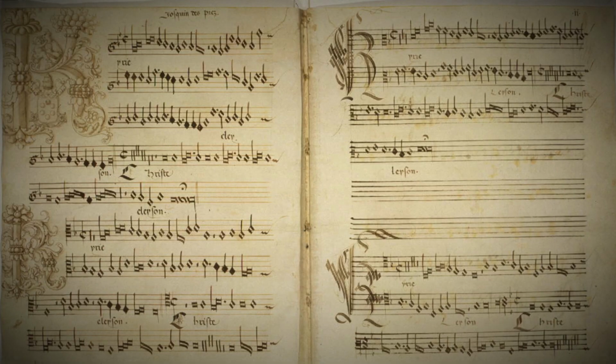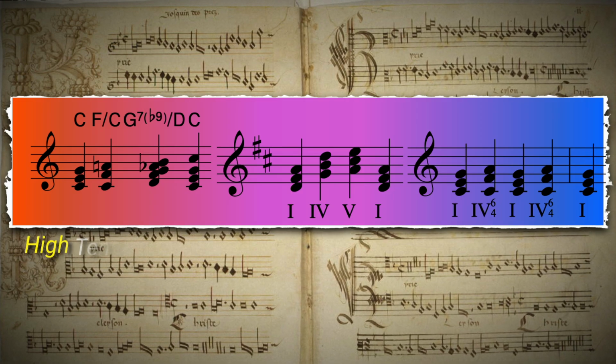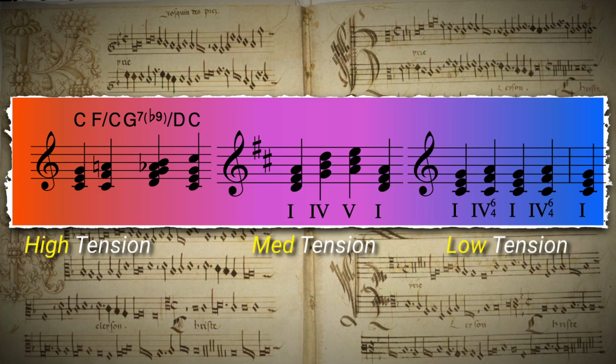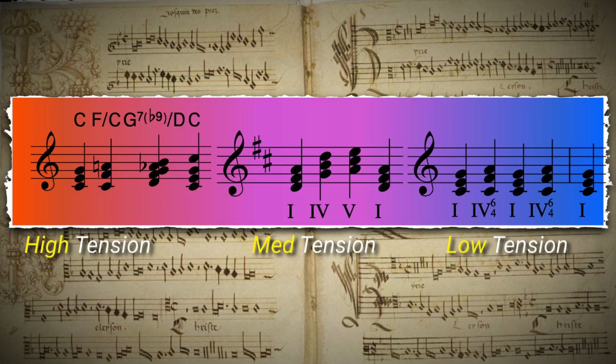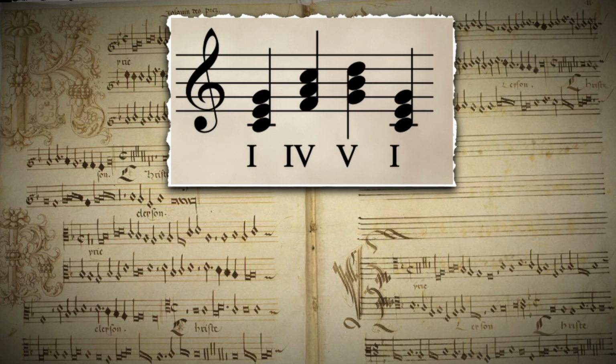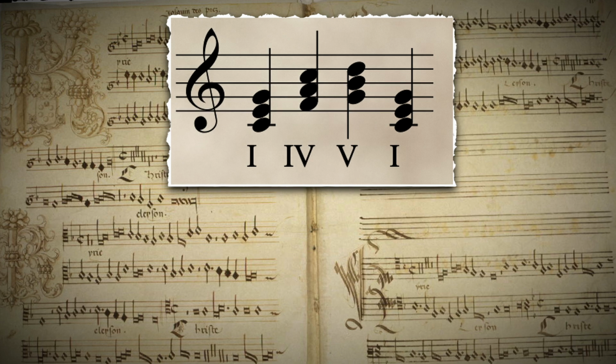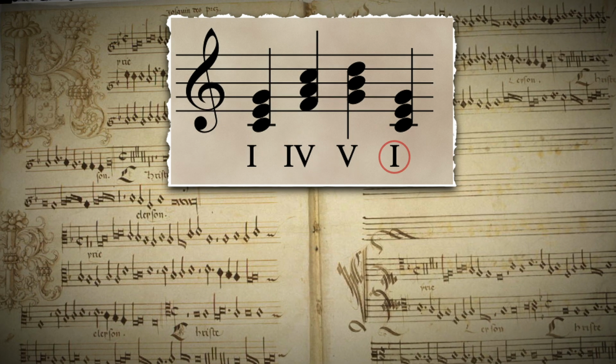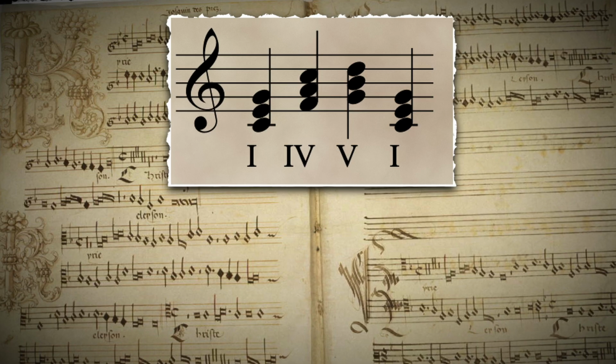So where do we go from here? Now, instead of just thinking about tension as binary, on or off, I want you to think about it as a spectrum. Some combination of chords are going to create more tension than others. So let's go back to the very basic 1-4-5-1 progression. What could we do to turn up the tension on this?